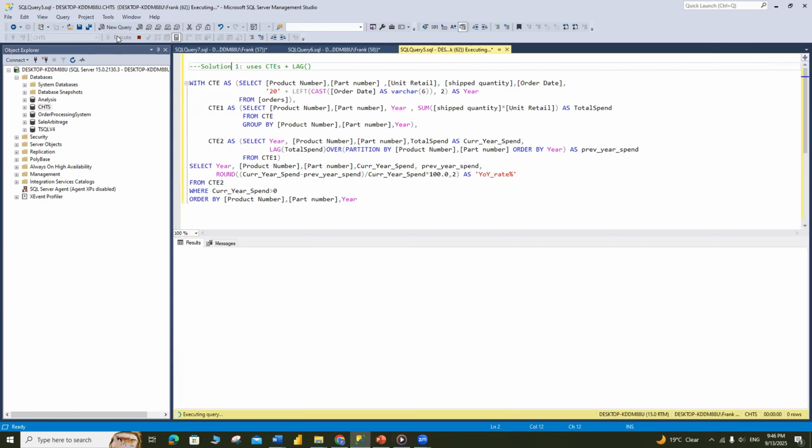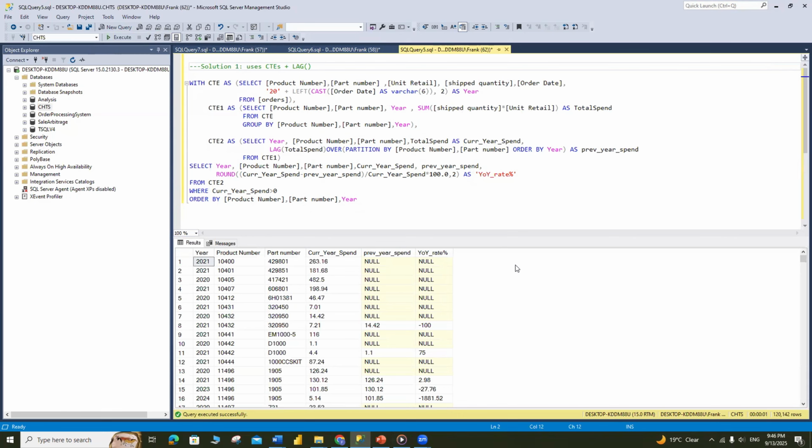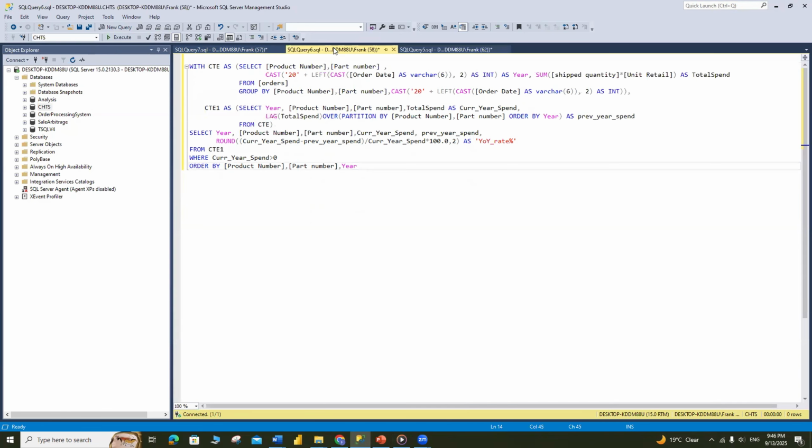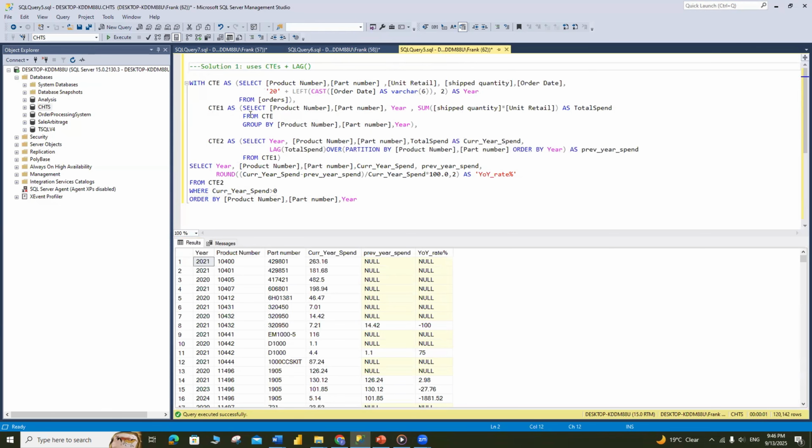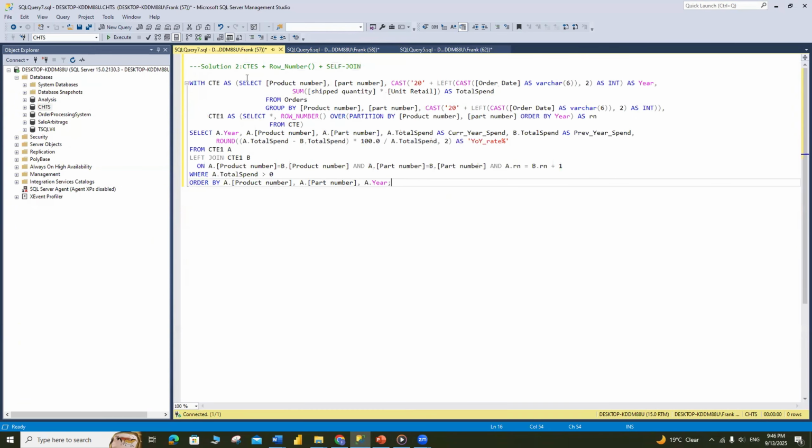Running it gives us 120,142 rows of results. We can also skip the first step and directly group by product number, part number, and year, as well as compute total spend. There are only 2 common table expressions and the query is cleaner, more concise. However, the query with 3 common table expressions can be useful if you plan to reuse columns like unit retail price and shipped quantity.